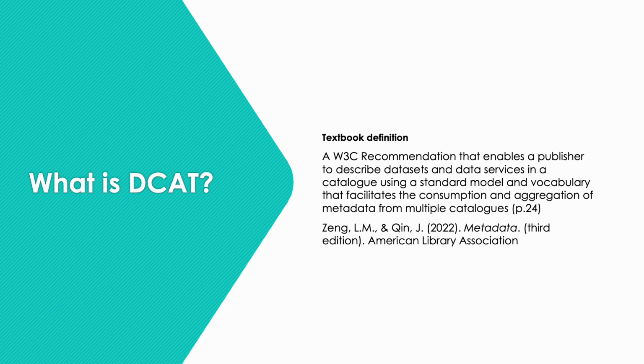Okay, so the textbook definition of DCAT, according to Zeng and Qin, our textbook authors, is that it is a W3C or World Wide Web recommendation that enables a publisher to describe datasets and data services in a catalog using a standard model and vocabulary that facilitates the consumption and aggregation of metadata from multiple catalogs.